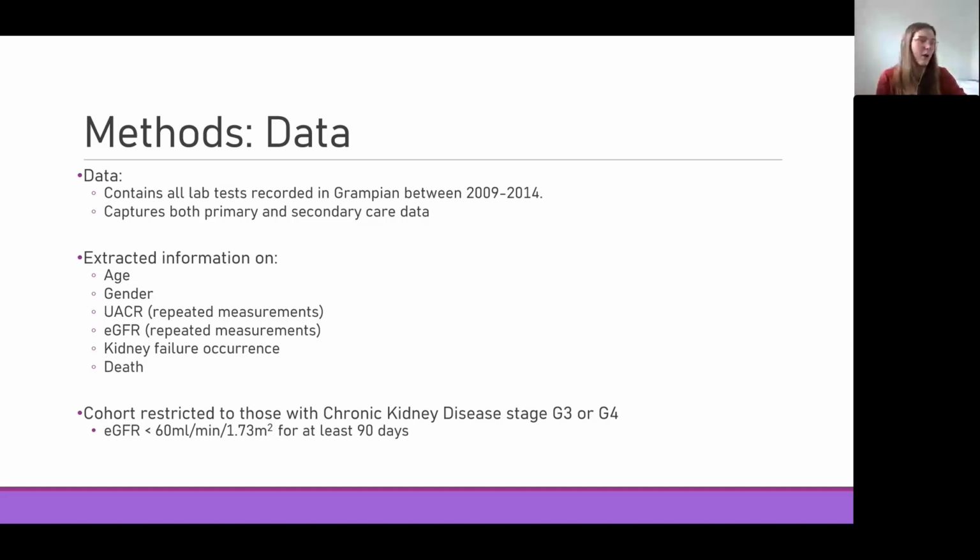And then we also want to know about dates of death where available, because death is quite a key competing risk for kidney failure. And we actually found that it happens to a lot more people than kidney failure itself. So we had to account for that in analysis as well.